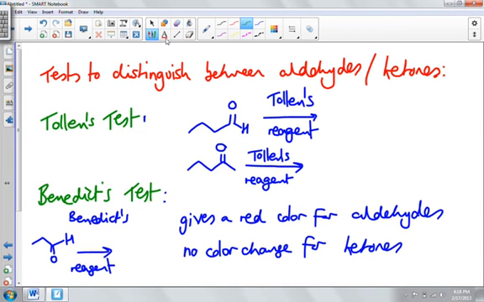Okay, a couple of tests, and we've seen about these in lab, to distinguish between aldehydes and ketones. Tollens test we haven't done, Benedict's test we have done, at least in theory. The only thing I want you to understand from here is that both these tests, whether it's Tollens test or Benedict's test, give you a different observation to show a positive result. A Tollens test gives you what's called a silver mirror. This is actually a really cool thing.